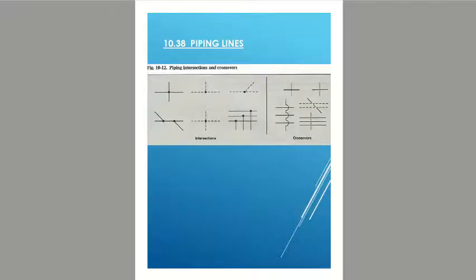10.38 talks about piping lines. So figure 10-12 shows piping intersections and crossovers. The ones that connect have a dot on them, and the ones that just cross over each other don't have any dot on them. They're not connections, they're not intersections.